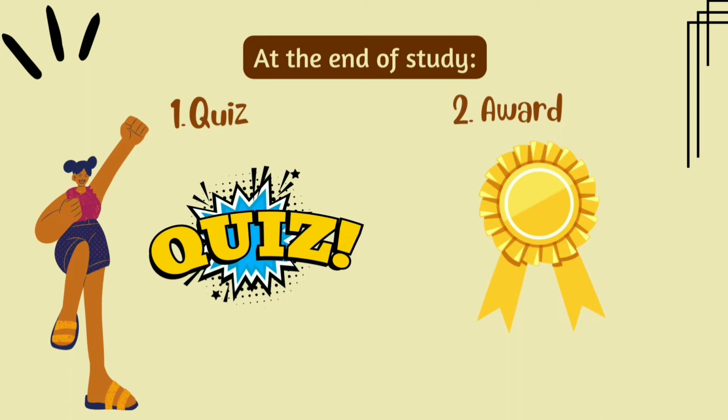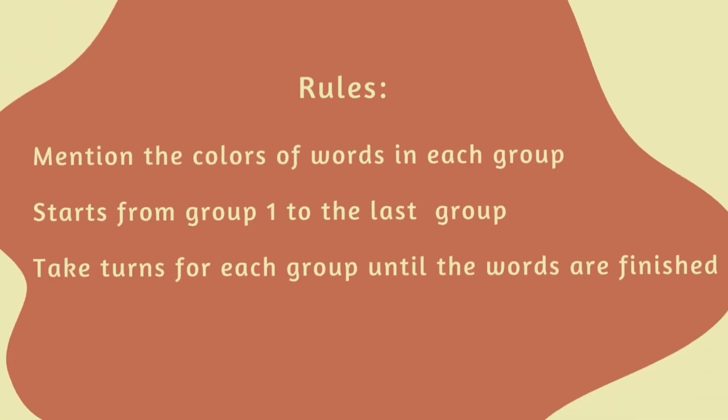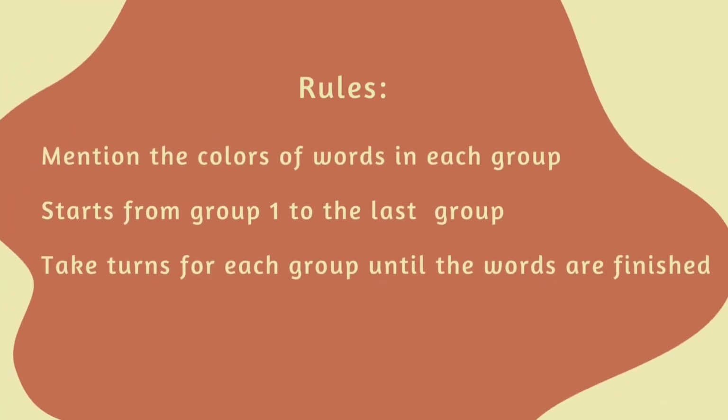Before we get to the material presented, I have a simple game for you. The title of the game is Say the Color Not the Word. I think you have understood the meaning of the game, right? So, the rules of the game are: mention the colors of words in each group, starting from group 1 to the last group. Take turns for each group until the words are finished. Understand? Okay, let's start.